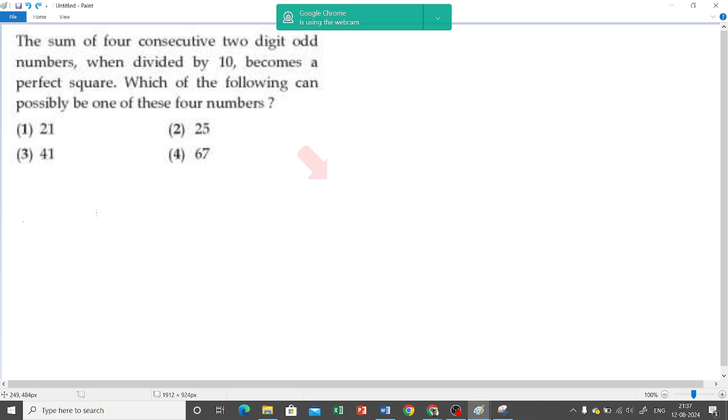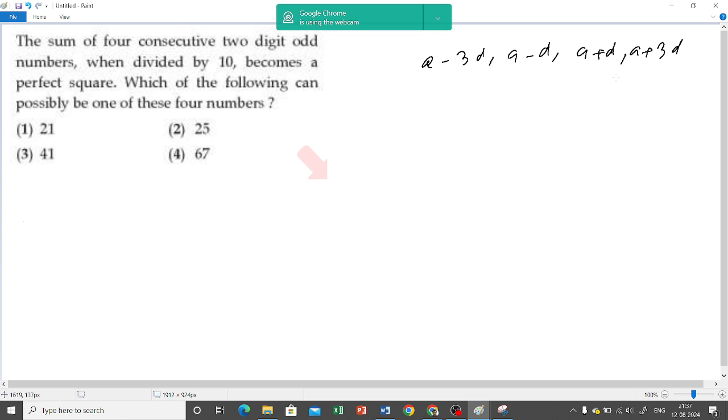you remember when I did AP, did I do APGP? No, right? You see, there is a concept in APGP that if four terms are in AP, then how are they taken? A minus 3D, A minus D, A plus D, A plus 3D. This is how they are taken. A minus 3D, A minus D, A plus D, A plus 3D.